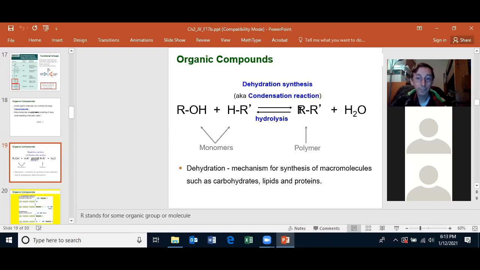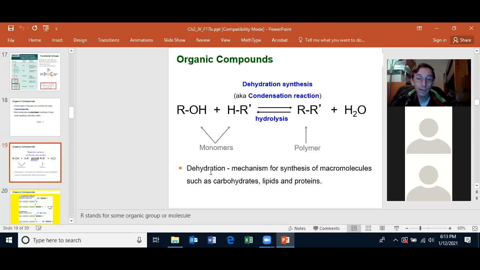In dehydration synthesis, another name for that is condensation reaction. And yeah, I'm afraid you need to know both of those terms. I tend to use dehydration synthesis. You can split the polymer by adding water and then going this way in a hydrolysis reaction, and you add the water and it breaks apart, and an H joins to this R group and an OH joins to that R group, and then you make your two monomers.